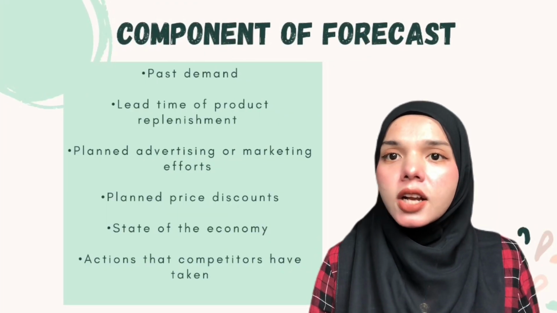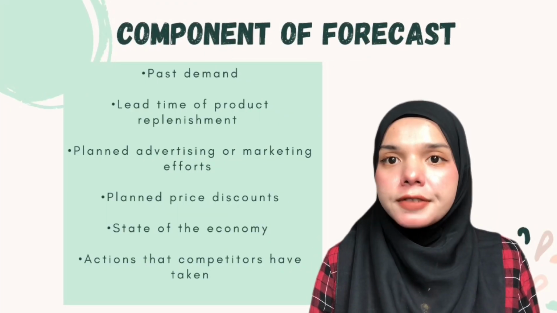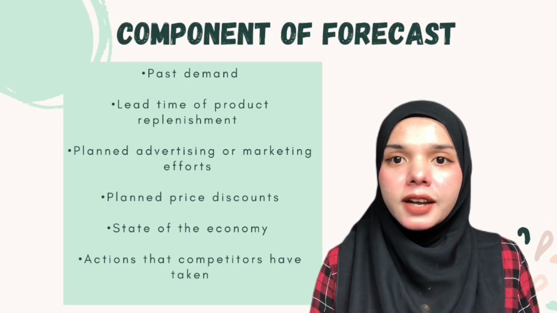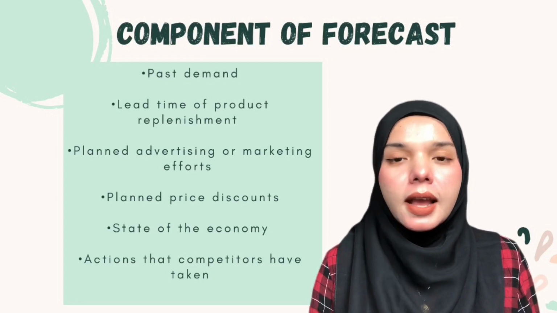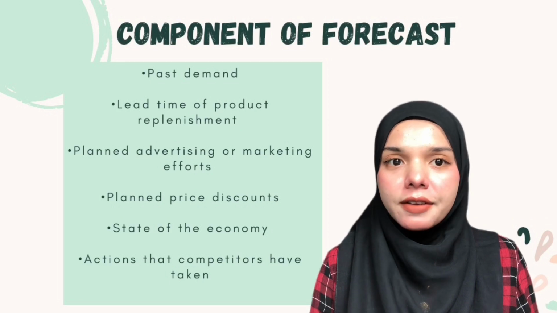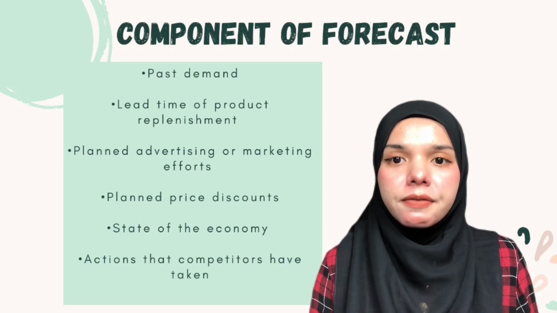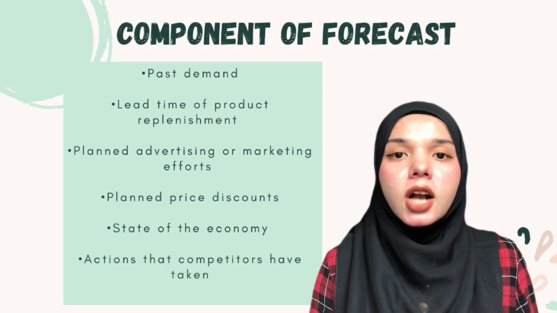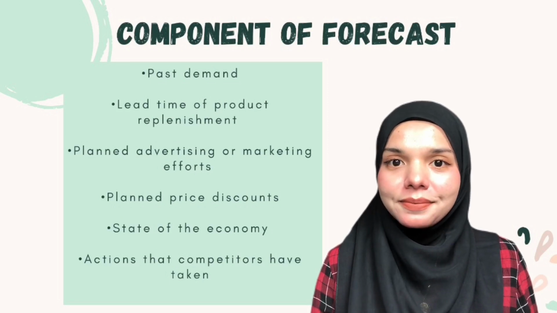There are 6 components of forecast. First, past demand. Second, lead time of product replenishment. Third, planned advertising or marketing effort. Fourth, planned price discount. Fifth, state of the economy. Sixth, actions that competitors have taken.